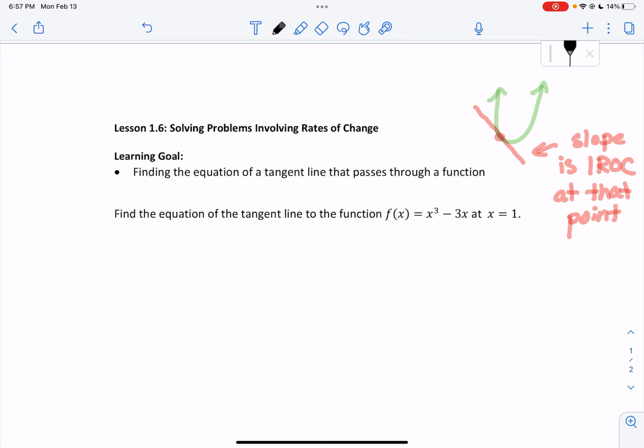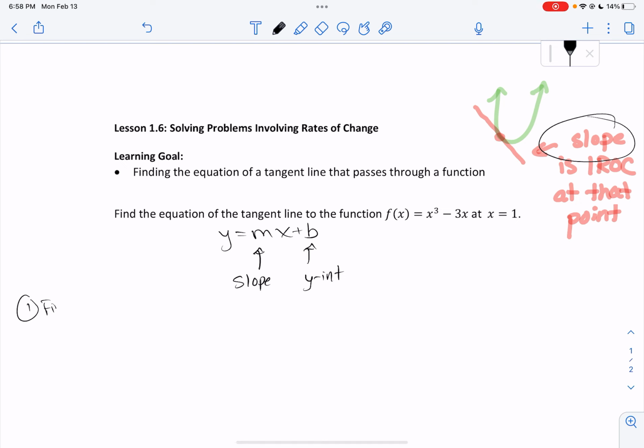So how do we form an equation? Let's talk about that. This is a line, so we are looking to fill the template y equals mx plus b. That's what we are hoping to do here. And so we need to find m, and we need to find b. M is your slope, b is your y-intercept. So which one of these can we find? Well, we can find the slope because it's just the instantaneous rate of change at that x value. So we are going to find the instantaneous rate of change at x equals 1.